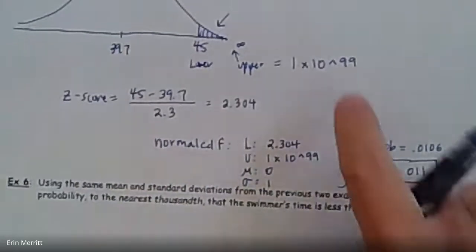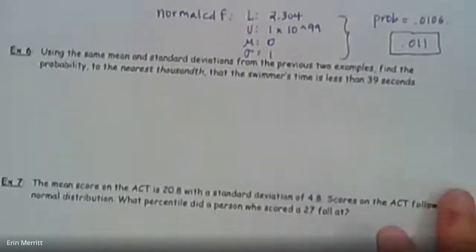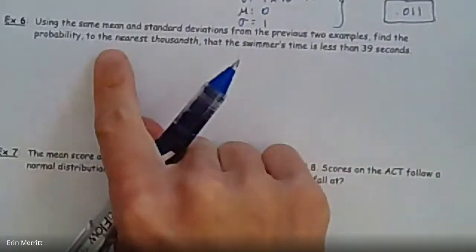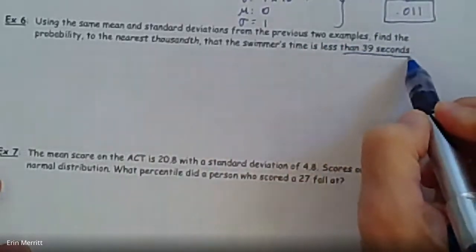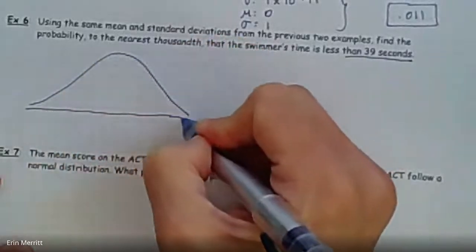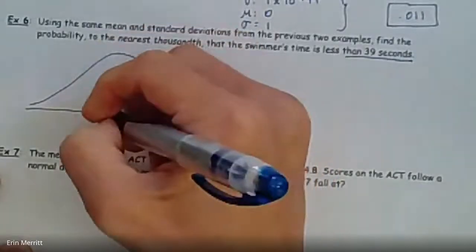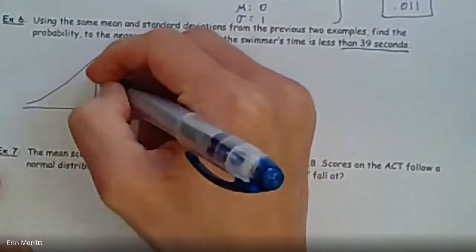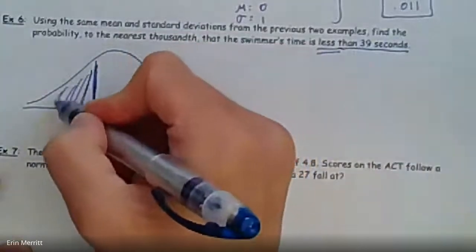So now that you've seen to use the upper bound as positive infinity, you could probably guess that here, when it says use the same mean and standard deviation and so on, find the probability that the swimmer's time is less than 39 seconds, that means we'd be using the left end of the curve. So if here's 39.7, swimming a 39 would be right next to that. And then anything less than, I'd be shading below.